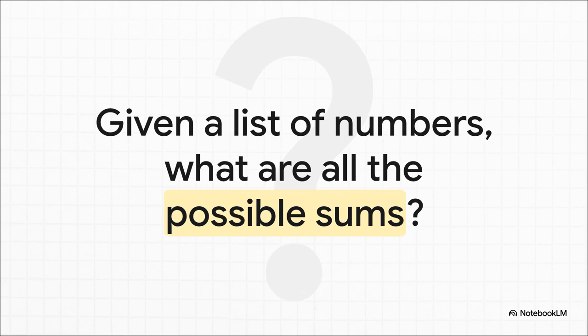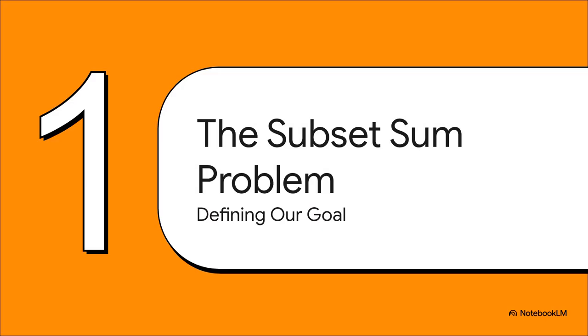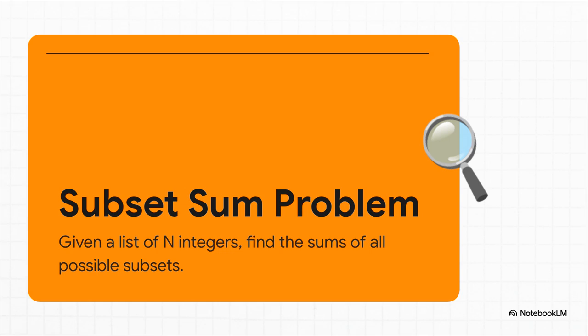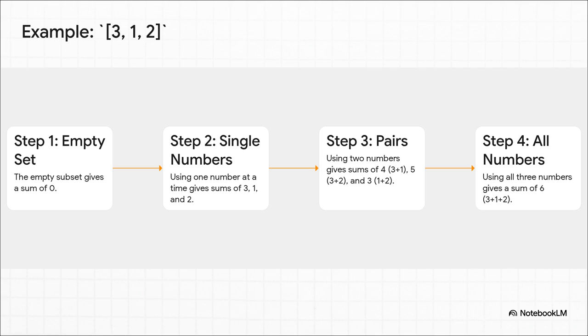Say I give you a list of numbers. What are all the different sums you can possibly make with them? So before we get into the how, let's make sure we're totally clear on the what. What is the problem actually asking for? Our mission, should we choose to accept it, is to find the sum for every single combination, and I mean every one. Subsets with just one number, subsets with a couple of numbers, all of them, and yeah, even the weird one, the empty set, which is basically using no numbers. And what's the sum of nothing? Well, it's 0.